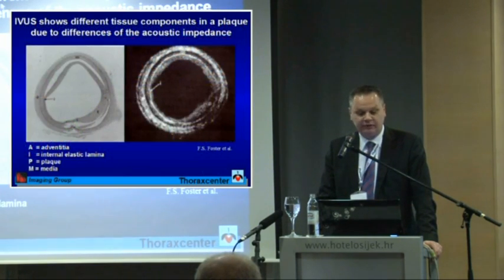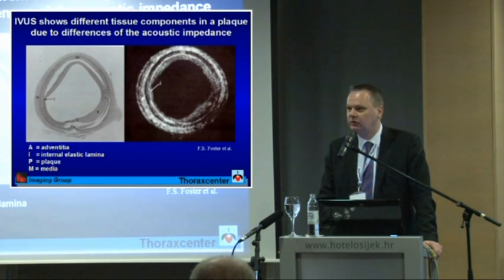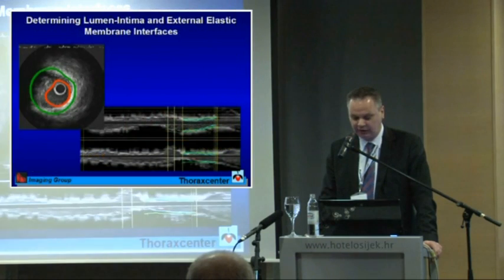Intravascular ultrasound shows different tissue components in a plaque due to the differences of the acoustic impedance. And what we can see is the three-layered appearance of the vessel wall. And at the outside, the adventitia. The adventitia, we know that is fibrotic tissue that is much brighter than the other tissues that we see. The media, which is mostly made of smooth muscle cells, is less echogenic. And the plaque differs a little bit: soft plaques are hypoechogenic and plaques with calcium will be hyperechogenic. And we can make use of that.